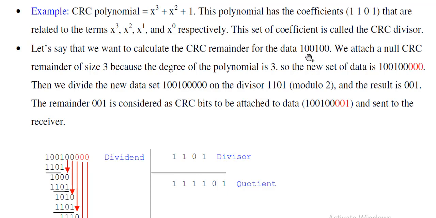The dividend is the data plus a number of bits, one bit fewer than the divisor, all equal to 0. So we attach a number of zeros, and the number of zeros is the same as the degree of the polynomial. For instance, here we have 3, so we attach 3 zeros and we proceed to the division based on modulo 2.